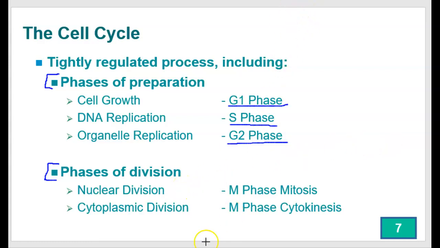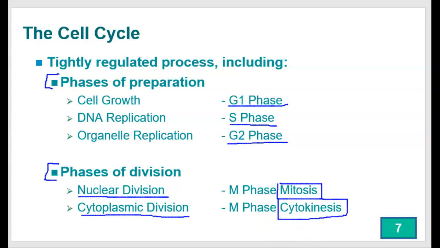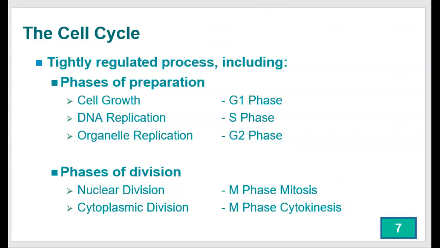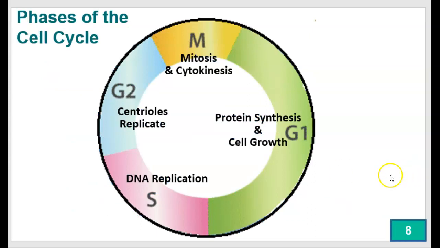Now, the phases of division include nuclear division and cytoplasmic division, which will include the organelles. Nuclear division can also be called mitosis, and cytoplasmic division can be called cytokinesis. Both of these happen in a certain phase called the M phase of the cell cycle. So there's been a lot of terms thrown at you. I'm going to just show you a picture of the cell cycle. Hopefully this makes more sense to you.